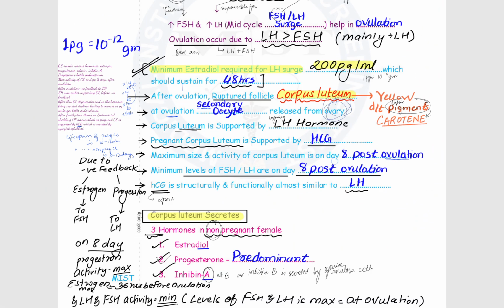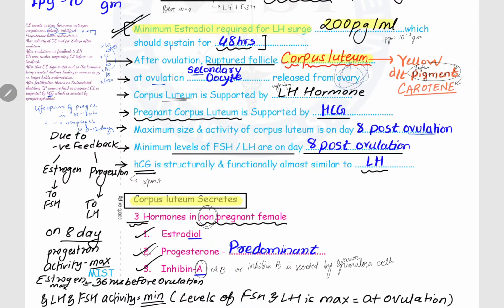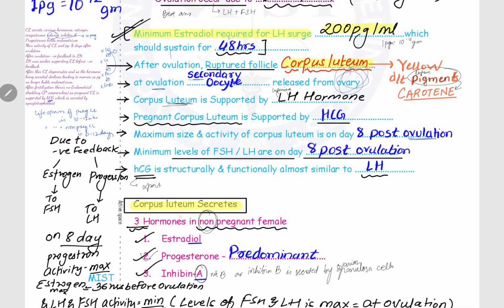Now corpus luteum secretes 3 hormones in a non-pregnant female, which are estradiol, progesterone, and inhibin A. We discussed this, it secretes various hormones. Relaxin was in pregnancy only. And corpus luteum secretes predominantly progesterone. And corpus luteum secretes inhibin A, not inhibin B. Inhibin B was secreted by ovarian granulosa cells, which was giving negative feedback to FSH.